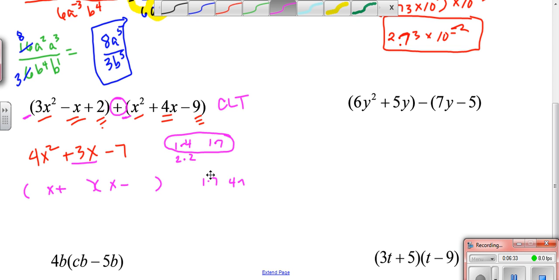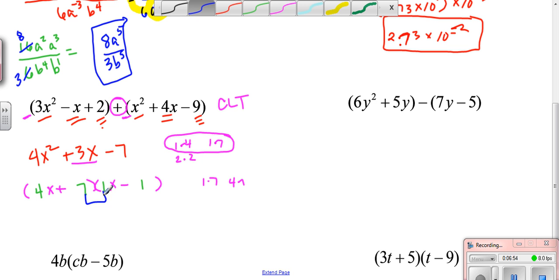So I have to figure out where to put my 7 and my 4 so that my 3 is positive. So my 7 has to be the back number. Here's 7, which gets multiplied to a 1. And my 4 has to be with the x, and it has to get multiplied by a 1.